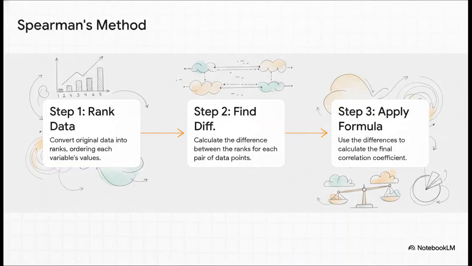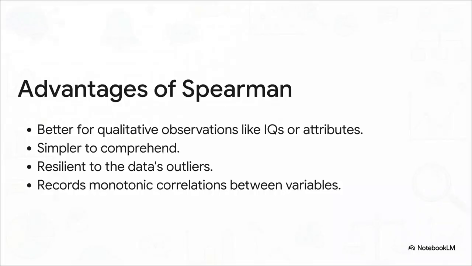Spearman's method is a bit different conceptually, as you can see here. Instead of using the raw numbers, the very first step is to convert all the data into ranks. So the smallest value gets rank 1, the next smallest gets rank 2, and you just keep going. Then you just look at the difference between the ranks for each pair and plug that into a formula. See? It's all about order, not the actual value. And this focus on ranks gives Spearman some really cool advantages.